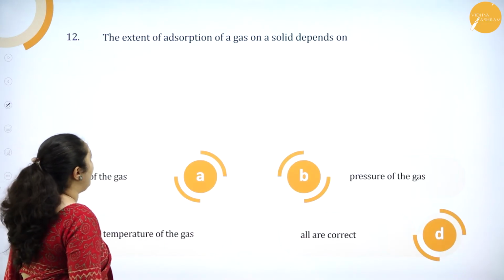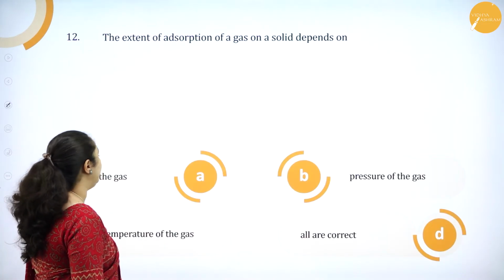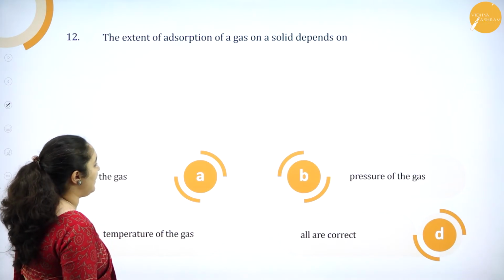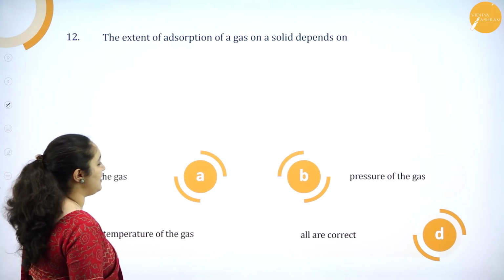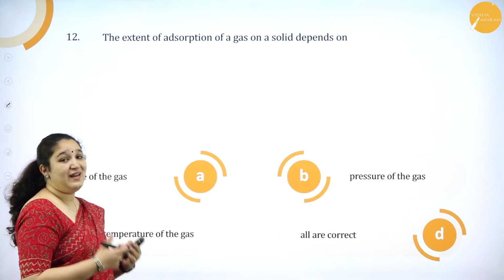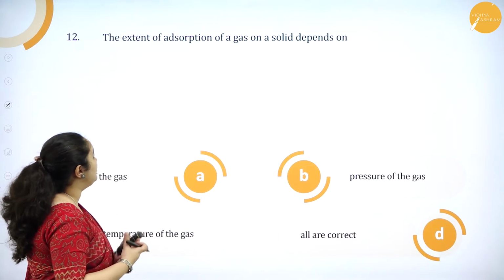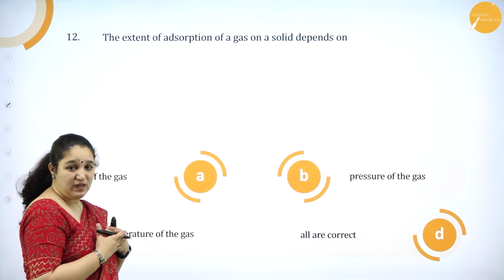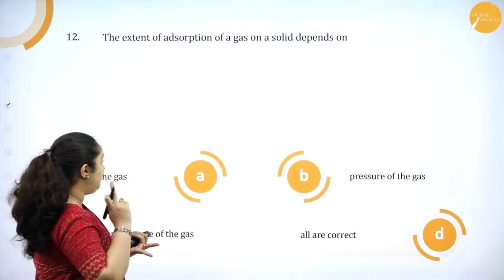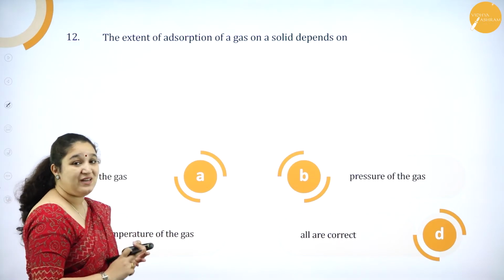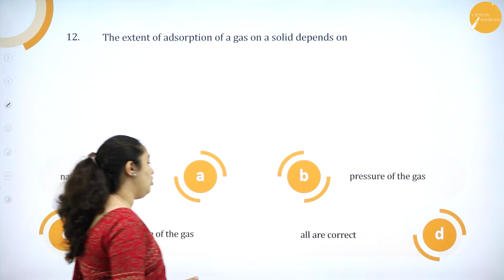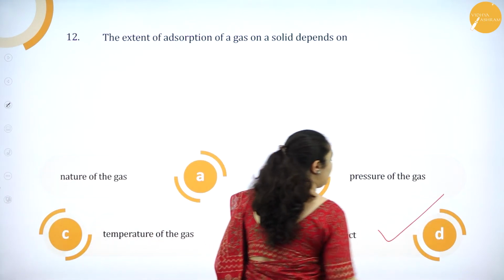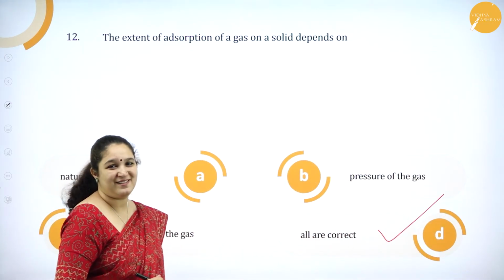The extent of adsorption of a gas on a solid depends on nature of the gas, pressure of the gas, temperature of the gas, all are correct. So nature of what? Adsorption on the solid. It depends on temperature, it depends on pressure, it depends on the nature of the gas as well. So obviously all are correct is the correct answer.